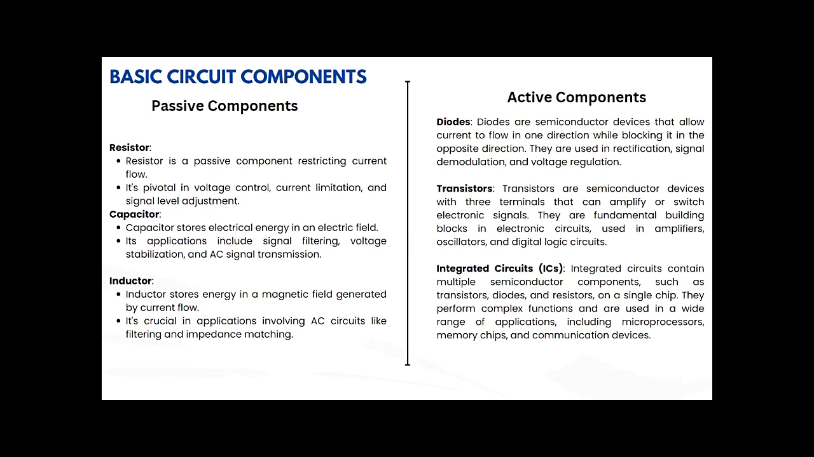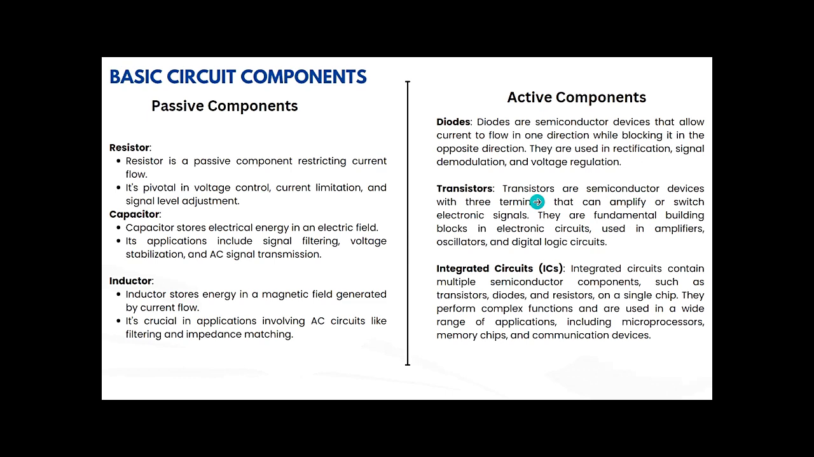And from the negative terminal of the diode, the current will not be able to come back again. So it will block it if the current has to come back from the other, opposite direction. So a diode is very important in rectification, signal demodulation, and voltage regulation as well.